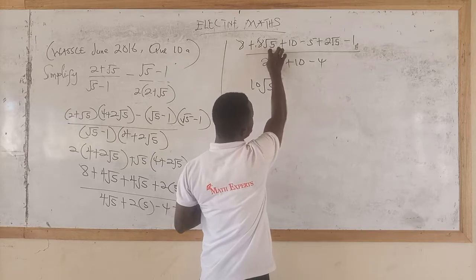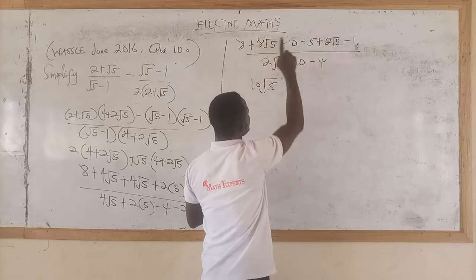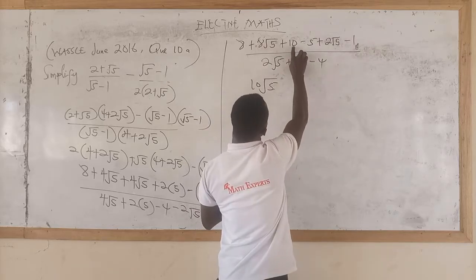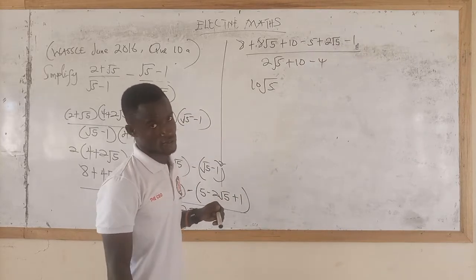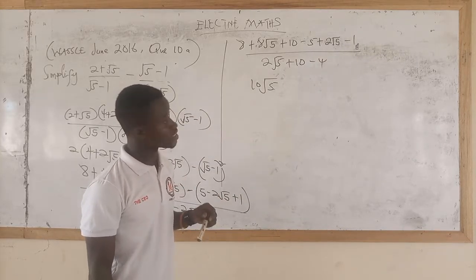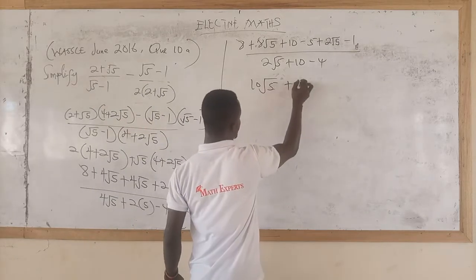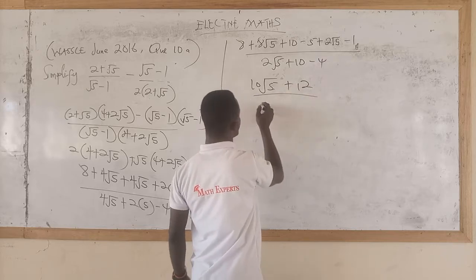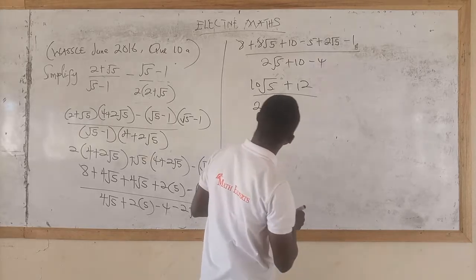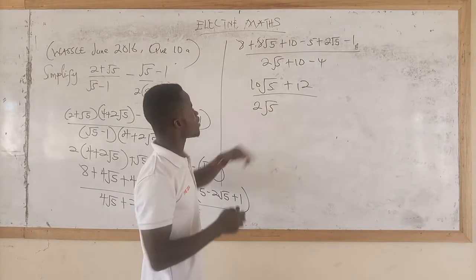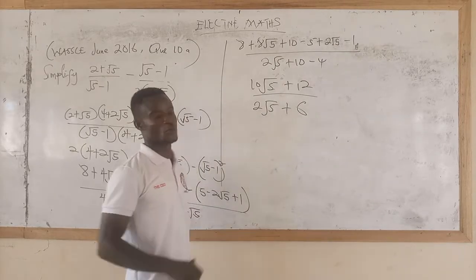Okay, so this and this will give you 10 square root of 5. This and this will give you 18. Then 18 minus 5 will give you 13. 13 minus 1 will give you 12. So you are going to get plus 12, the whole of this over 2 square root of 5, plus 6. That is 10 minus 4, which is 6.